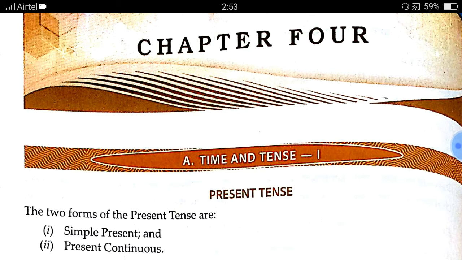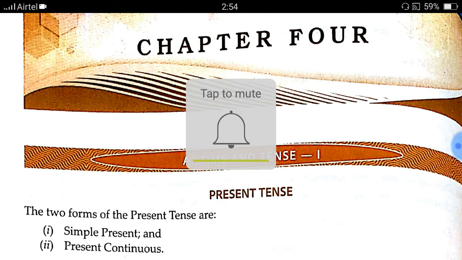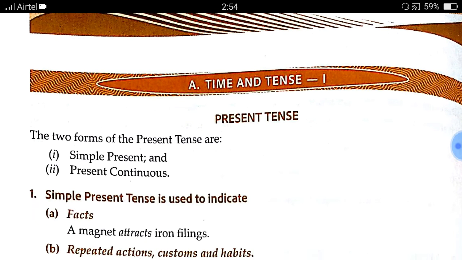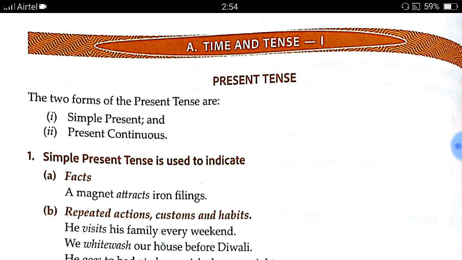I had given you the assignment to do, and I hope you have done it. Now we have the next chapter, that is time and tense. You are familiar with the tenses: present, past, and future tense. In this lesson, we will learn present tense.